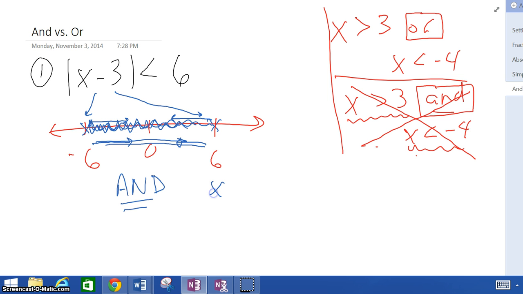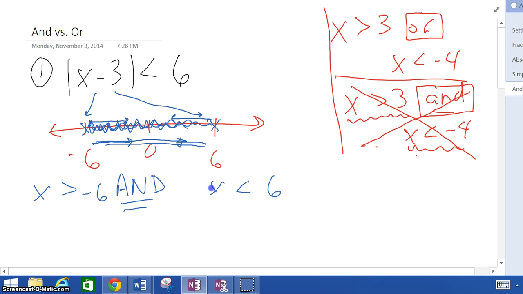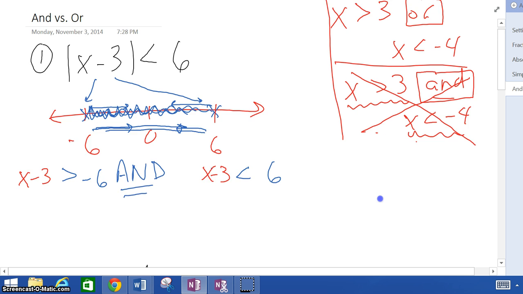Specifically, it's less than 6, greater than negative 6. I'm sorry, that was a little confusing. It's not an x that I'm talking about, it's the x minus 3 part. This is an and situation. So when I solve the problem, my final answer will have an and in between.